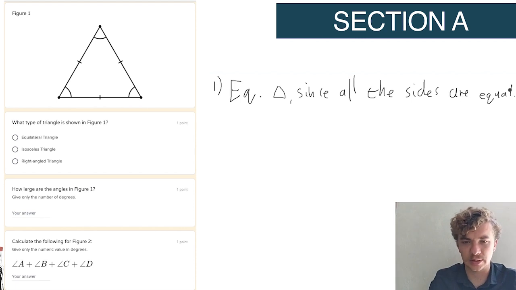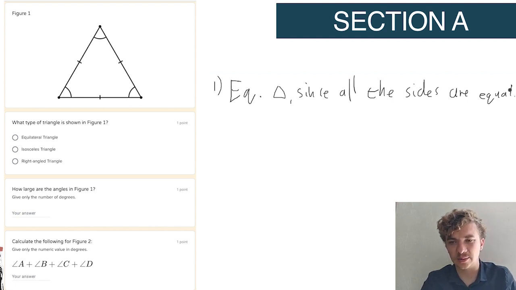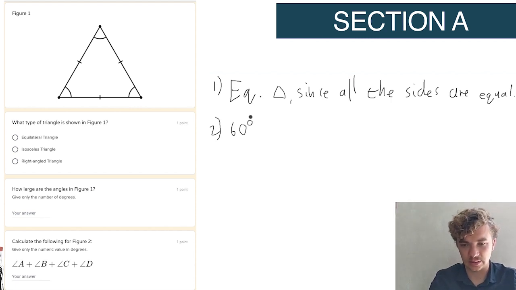Okay, next question. How large are the angles in figure 1? What you should know for an equilateral triangle, and you can also solve this using interior angles of a triangle, is that each angle needs to be 60 degrees. Each angle needs to be 60 degrees, so we can just write 60.